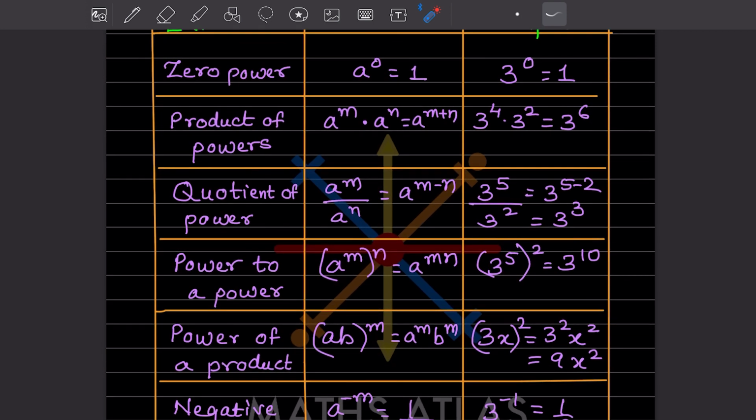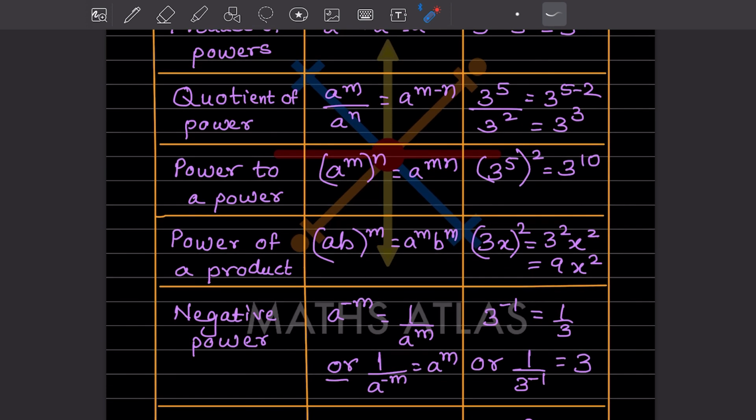Then power to a power. Power to a power means you have to put a bracket over here. So there will be a raised to m, raised to n. You have to multiply the exponents. So now look at this example. This you're going to multiply, that is going to be 3 raised to 10.